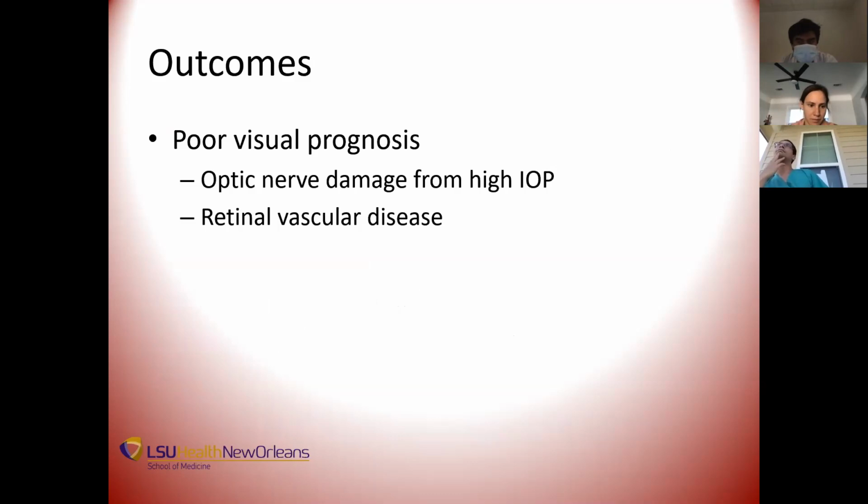And really the outcomes are pretty poor for this disease. Poor visual prognosis, mainly from nerve damage from such a high pressure, and also from the pre-existing retinal vascular disease that the patient likely has.